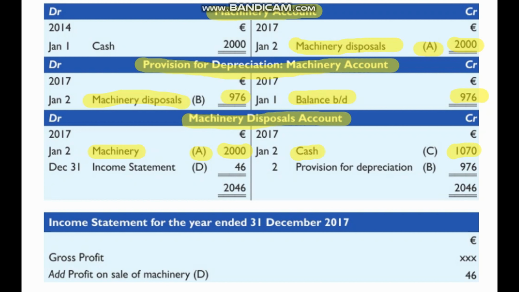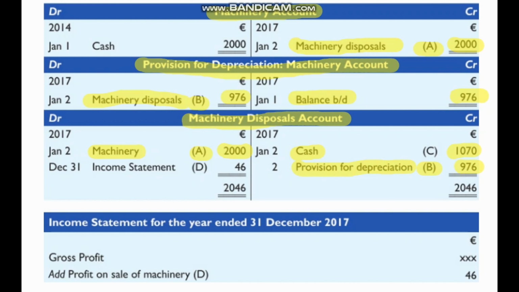Now you would also have to record the depreciation that you have incurred on the sold asset, right? Which is basically your provision for depreciation, as you can see with the letter B here, which is your total or accumulated depreciation on the disposals so far. And this B has come from here, which is the provision for depreciation account for the machinery.